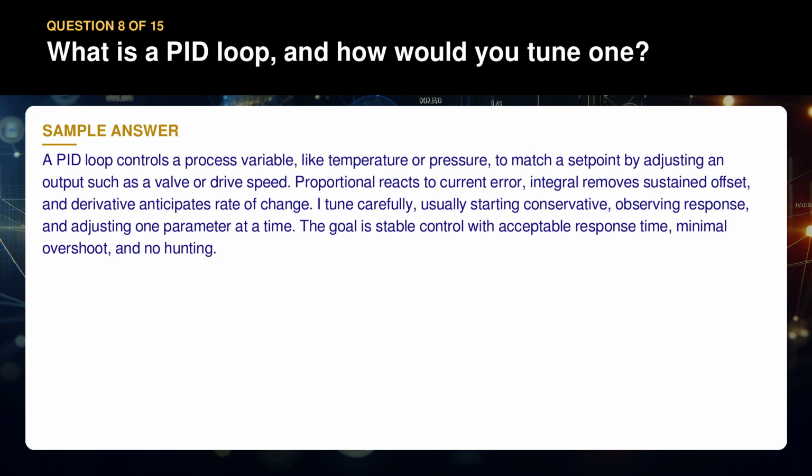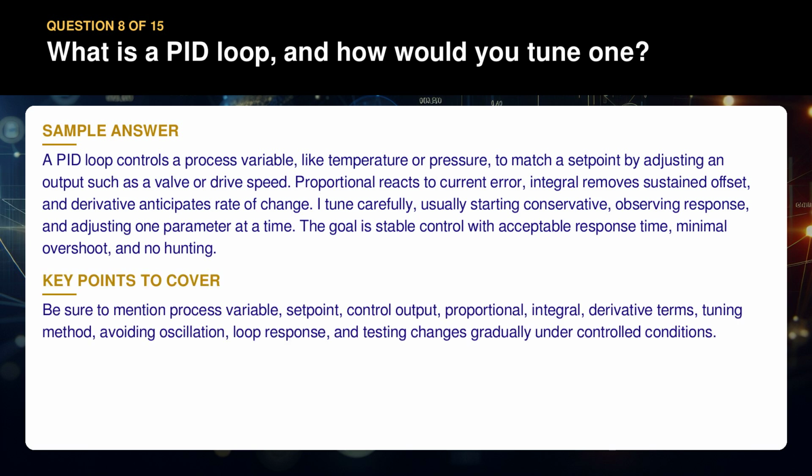I tune carefully, usually starting conservative, observing response, and adjusting one parameter at a time. The goal is stable control with acceptable response time, minimal overshoot, and no hunting. Be sure to mention process variable, set point, control output, proportional, integral, derivative terms, tuning method, avoiding oscillation, loop response, and testing changes gradually under controlled conditions.